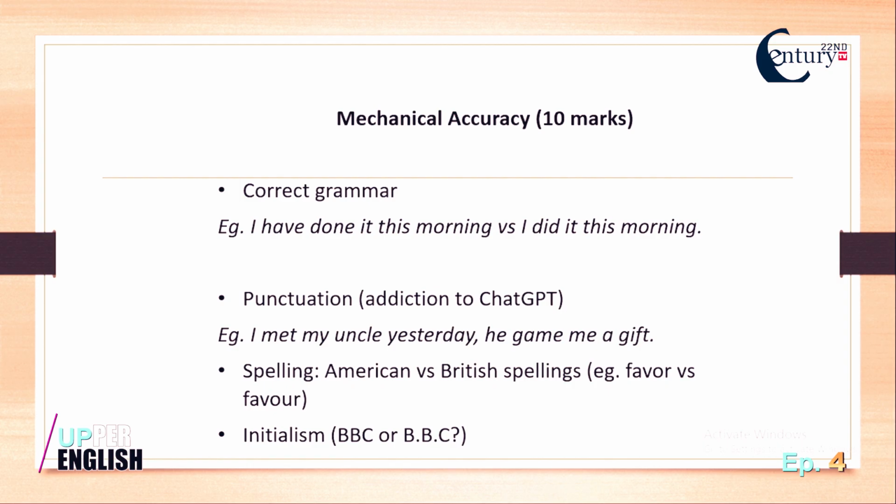And lastly, spelling. Mechanical accuracy also takes into cognizance spelling, the American way of spelling and the British way of spelling. So we have, for example, favor, F-A-V-O-R, and favour, F-A-V-O-U-R. F-A-V-O-R is the American way of spelling, and F-A-V-O-U-R is indeed the British spelling. So you have to choose one. You don't have to mix them. And the last one is initialism. Is it BBC with no dots or B.B.C. with dots? Normally we say BBC. So you have to be very careful with that. These are the elements that examiners look for when it comes to mechanical accuracy.